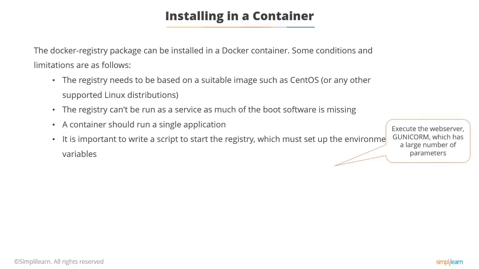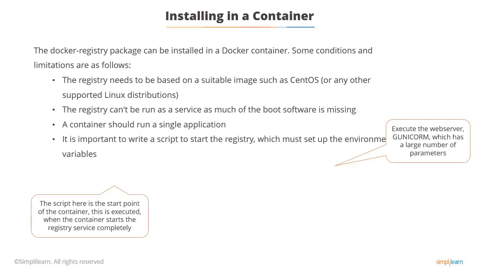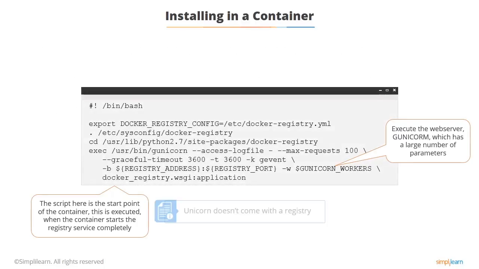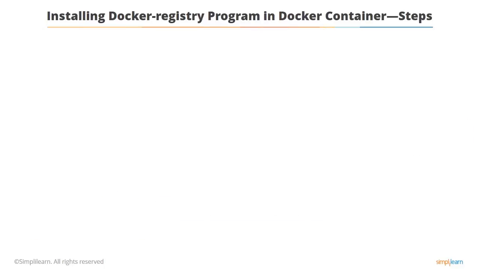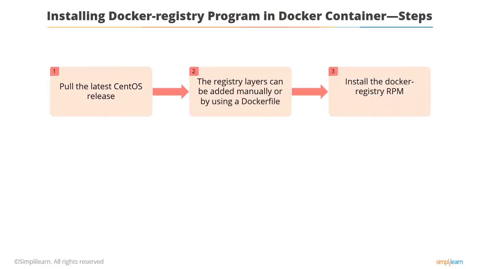So the script here is the start point of the container. This script is executed when the container starts up the registry service completely. gunicorn is simply a web server. It doesn't come with a registry in its own right. So the steps simply pull an image, add the registry layers, install the RPM as necessary, the Docker file and all that, and then just build everything and commit the new image. So there are the steps that we just went through.